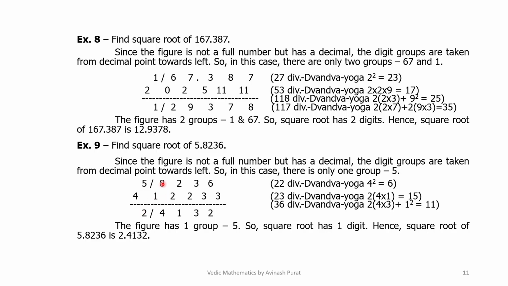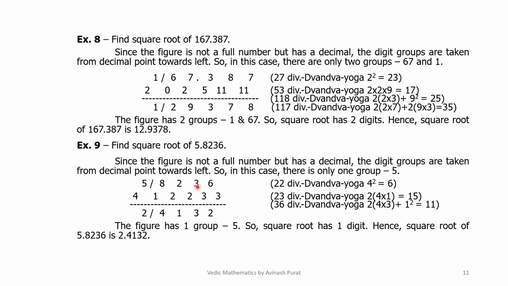So 18 is first dividend. There is nothing to be subtracted. So 18 divided by 4 is 4, 16 and 2 is remainder. Now next dividend is 22 minus Dvandva yoga of 4 square, that is 16. 22 minus 16 is 6. 6 divided by 4 is 1 and 2 is remainder.